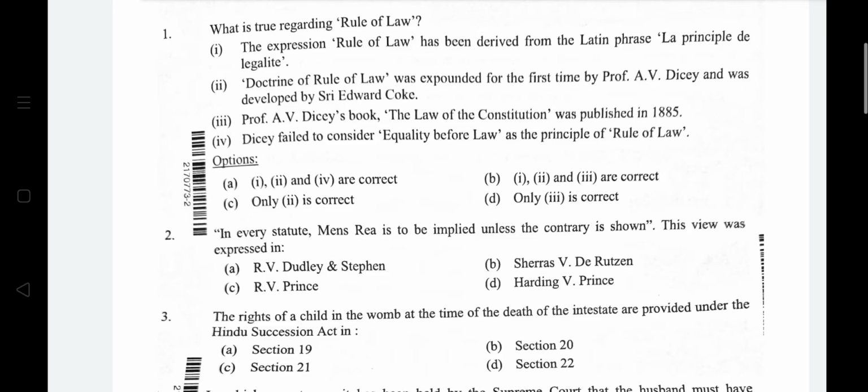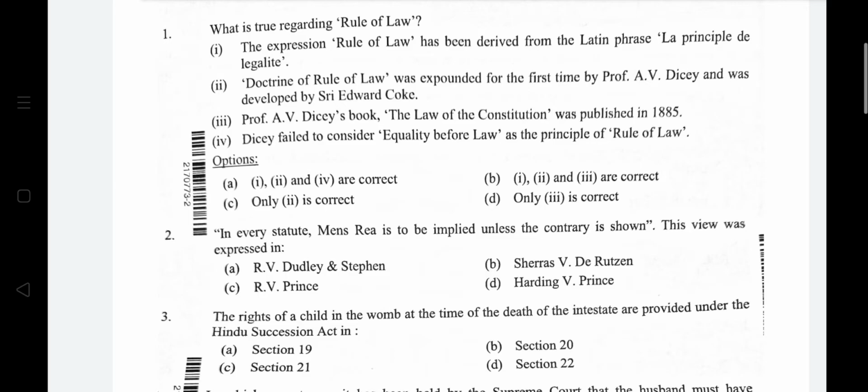1. The expression rule of law has been derived from the Latin phrase la principle de lege light. 2. Doctrine of rule of law was expounded for the first time by Professor A.V. Dicey and was developed by Sir Edward Coke. 3. Professor A.V. Dicey's book The Law of the Constitution was published in 1885. 4. Dicey failed to consider equality before law as the principle of rule of law.